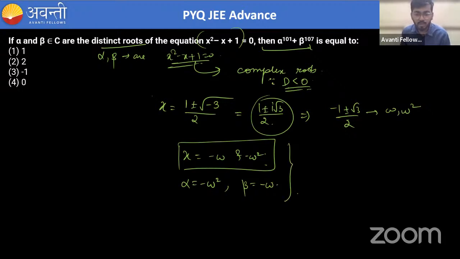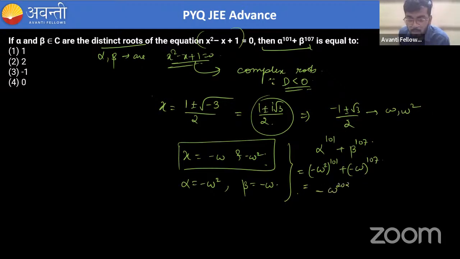So from this thing, alpha power 101 plus beta power 107, we have to find out this value. So alpha power 101 will be minus omega square power 101 plus minus omega power 107. So this will become minus omega power 202 minus omega power 107. I will take minus common. This will become omega power 202 plus omega power 107.